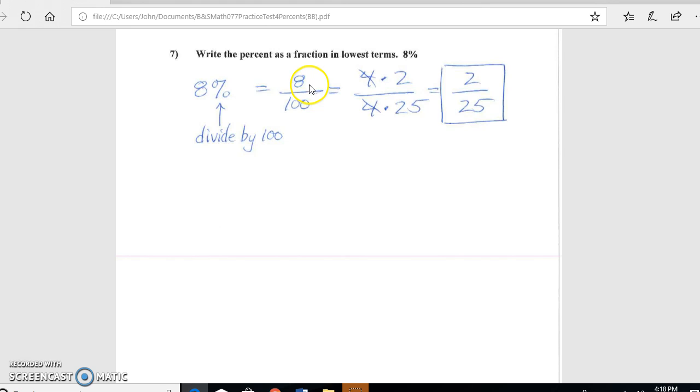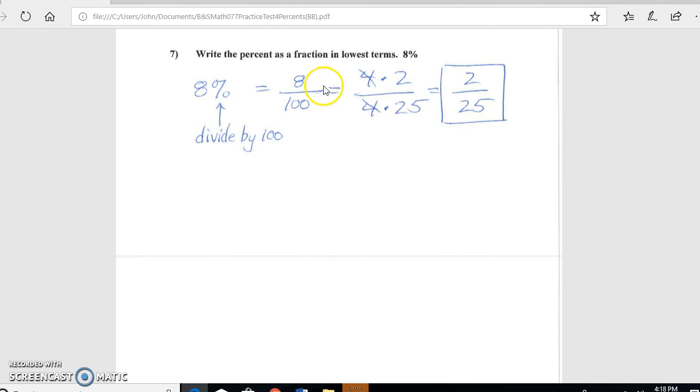So we take the 8, put it over 100, and you could enter this into your calculator using the fraction key, and you hit the equal sign and it's automatically going to reduce it for you down to 2 over 25, which is the fraction in lowest terms.